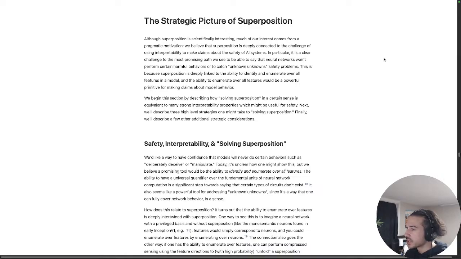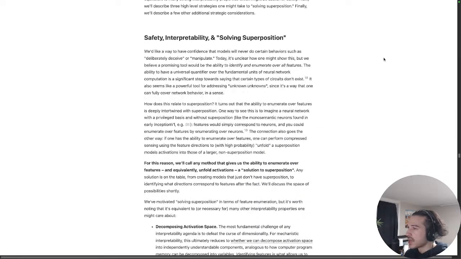This is because superposition is deeply linked to the ability to identify and enumerate over all features in a model, and the ability to enumerate over all features would be a powerful primitive for making claims about model behavior. We begin this section by describing how solving superposition, in a certain sense, is equivalent to many strong interpretability properties which might be useful for safety. Next, we'll describe 3 high-level strategies one might take to solving superposition. Finally, we'll describe a few other additional strategic concerns: safety, interpretability, and solving superposition.